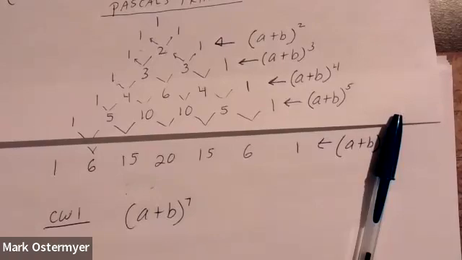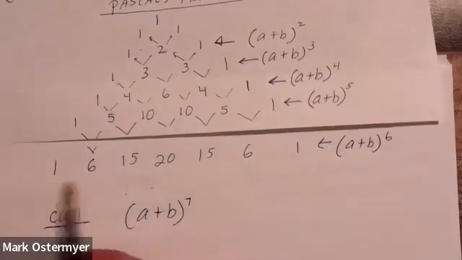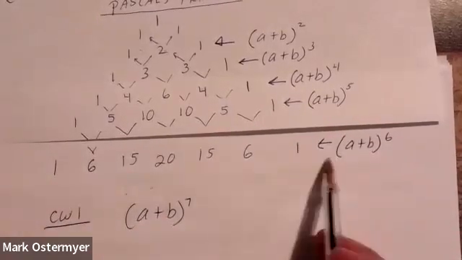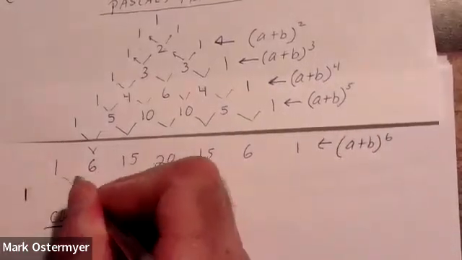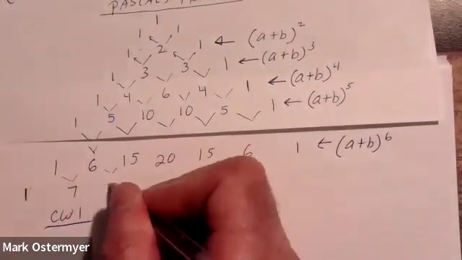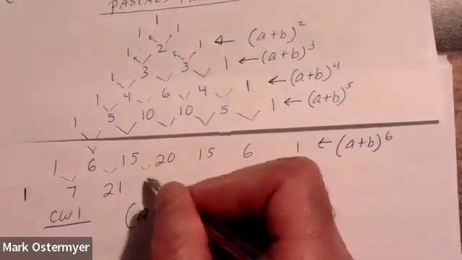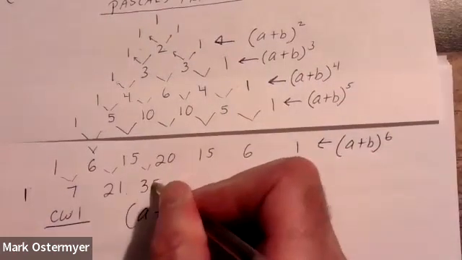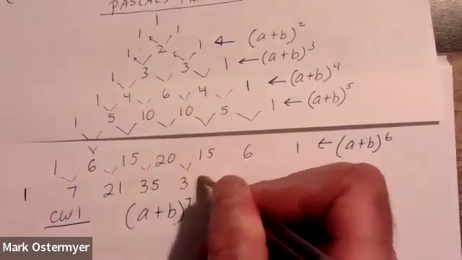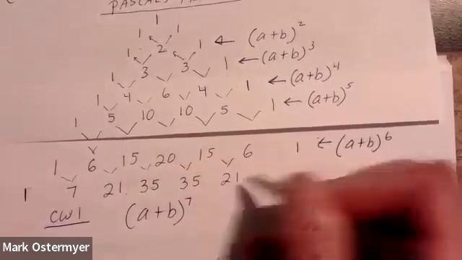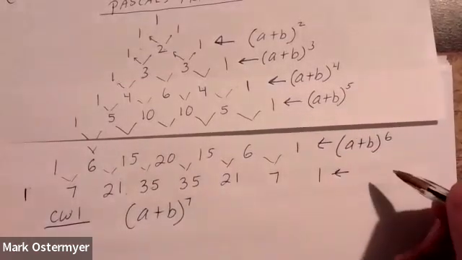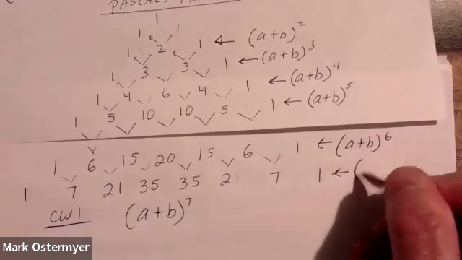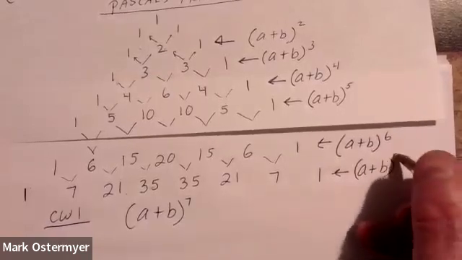Okay, so in order to do this expansion, a plus b to the seventh power, first of all, it'd be nice to know what the coefficients are. And the coefficients can be found by completing the bottom row here of Pascal's triangle. So here we go. 1 plus 6 is 7. 6 plus 15 is 21. 15 plus 20 is going to be 35. 20 plus 15 is 35. 15 plus 6 is 21. 6 plus 1 is 7. And then you got a 1 out here. This row of Pascal's triangle will give you the coefficients of raising a binomial to the seventh power.